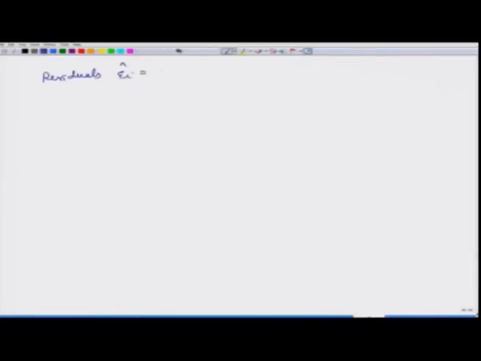Now, when we are talking about the residuals, we had seen that we define the residual as epsilon hat, which was yi minus yi hat. And sometimes it is useful to work with the scaled residuals. So, now we talk about some scaled residuals. We are going to talk about two types of scaled residuals. First, standardized residuals.